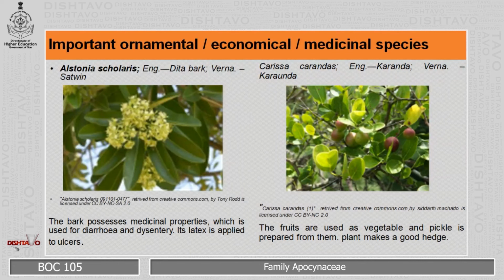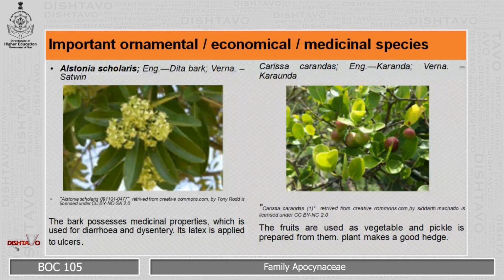Now, some of the important ornamental, economic, and medicinal species of this family. This is the tree I was speaking about. This is Alstonia scholaris. Now, you will find the bark possesses medicinal properties, which is used for diarrhea, dysentery, and its latex is used for ulcers. Now, the other plant which we see, Carissa carandas, is a common English name because it is karanda. And these fruits are used as vegetables. You can use them in pickle.